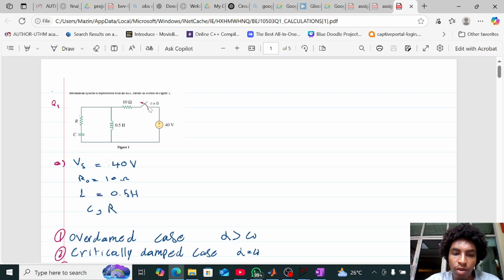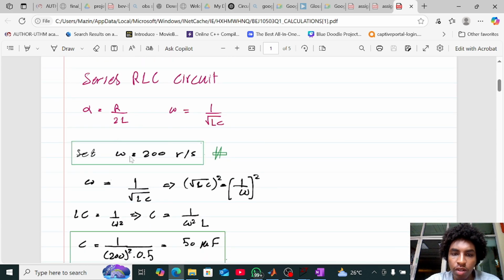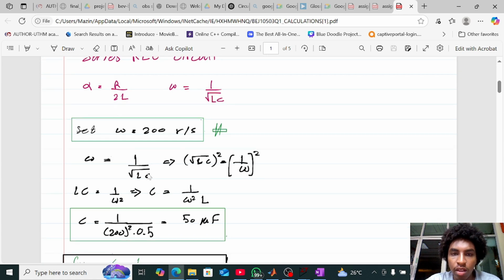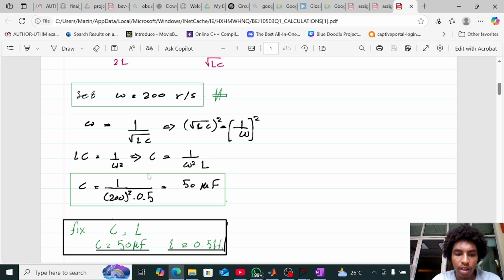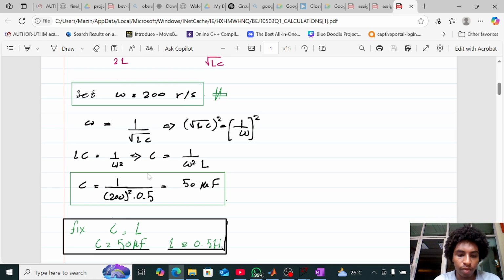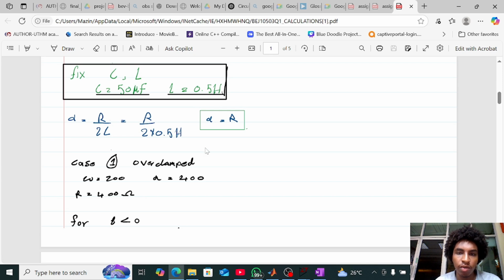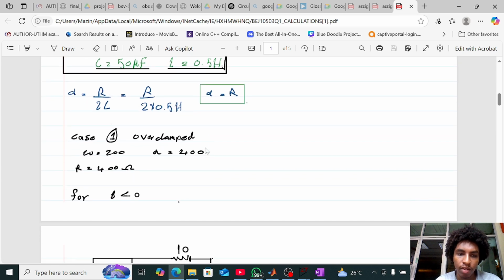after the switch is off, because when t equals 0 the switch turns off, so we will get a series circuit, not a parallel circuit. So this is the equation for the series circuit. From this equation we get the value of C. The capacitor was 50 microfarad. So we just fix the value of C and L, then we vary the value of R.